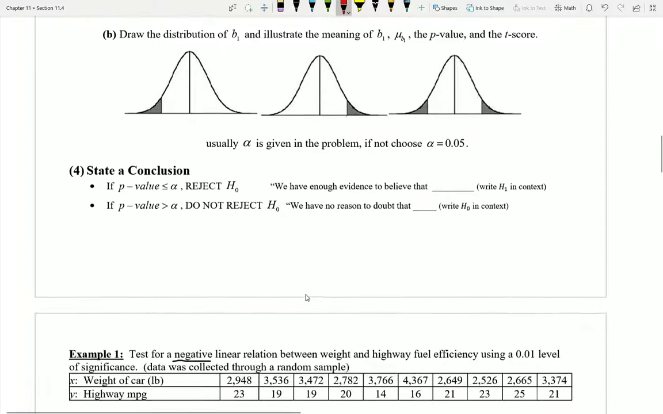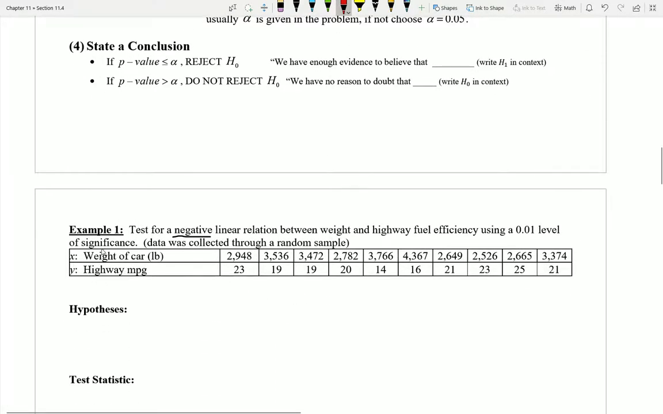just like we have with every hypothesis test thus far. In the next video, you'll see that we'll go back to the car data that we've used for the past several sections and try to see how we could actually use this to test for a negative linear relationship between these variables.